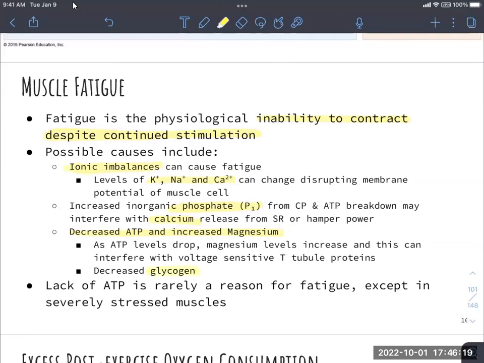Decreased glycogen. The lack of ATP is rarely the reason, unless you've severely stressed your muscles. And at that point, you're starting to look at injuries.